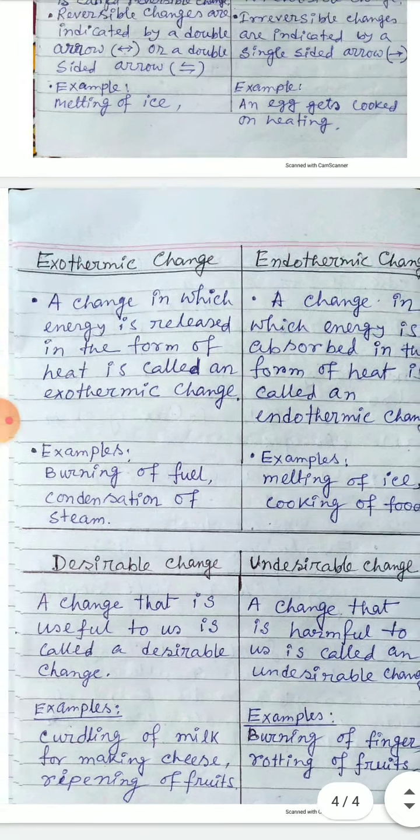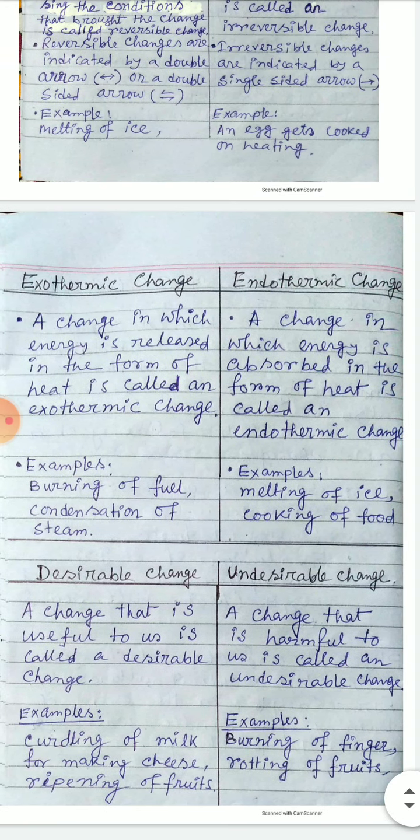Next type of changes: exothermic change and endothermic change. First, exothermic change. An exothermic change is a change in which energy is released in the form of heat. So those changes which are accompanied by the release of heat are called exothermic changes.